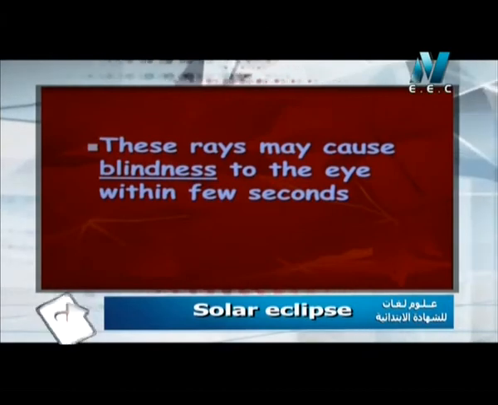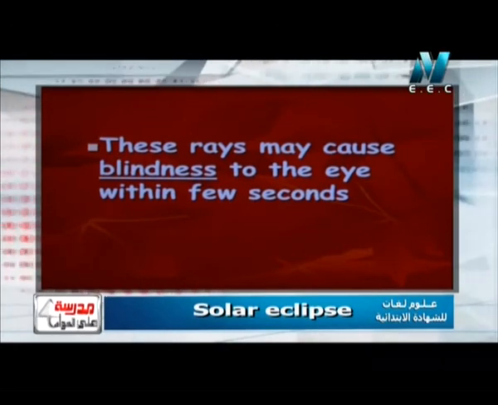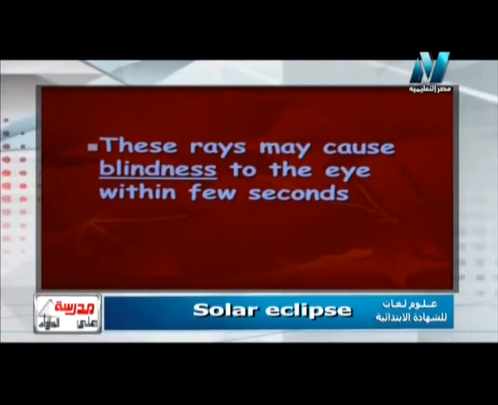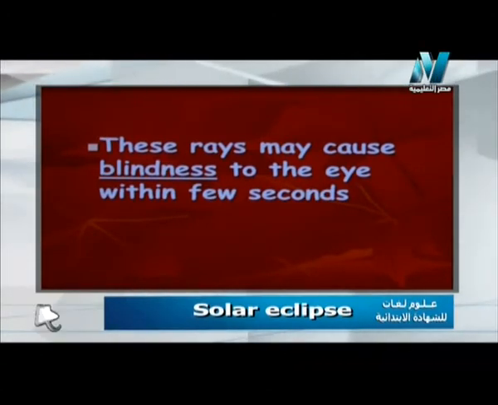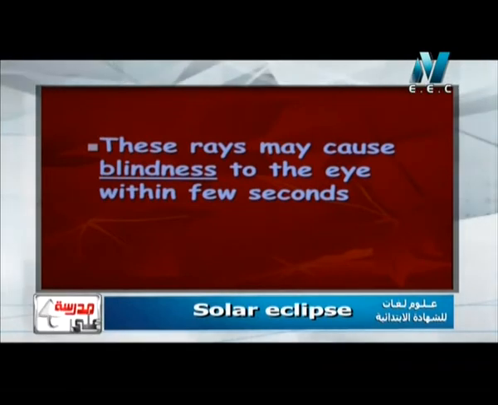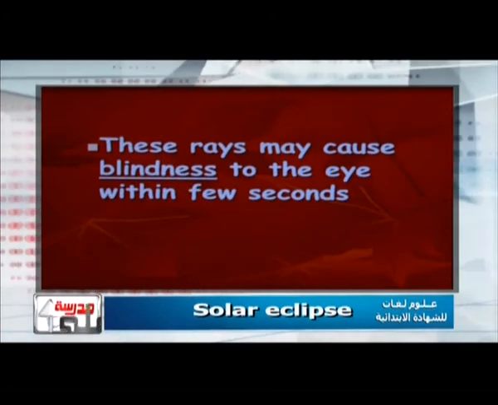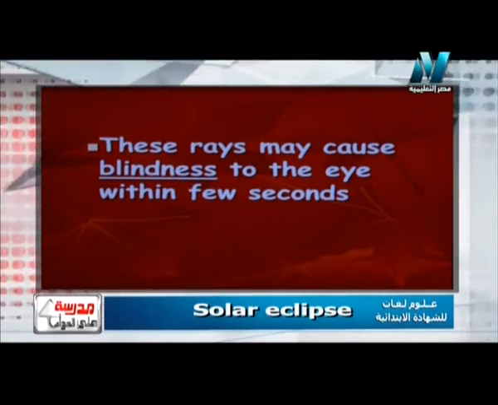These rays may cause blindness to the eye within few seconds. So the matter is not a joke and we don't need to experiment with it. No, it's very very dangerous and very serious at the same time. So we mustn't look at the sun directly in the case of eclipse.